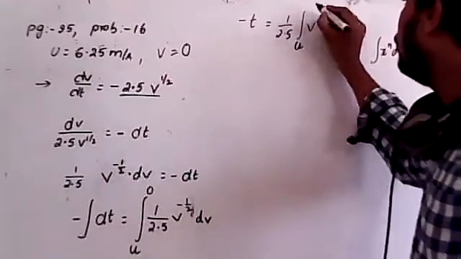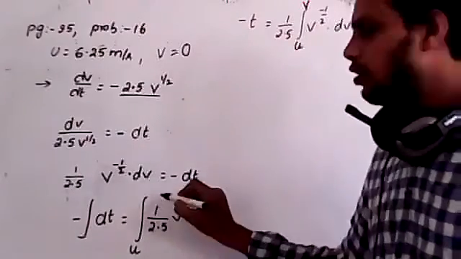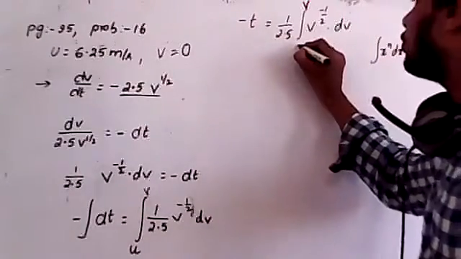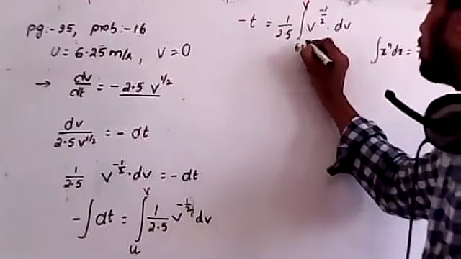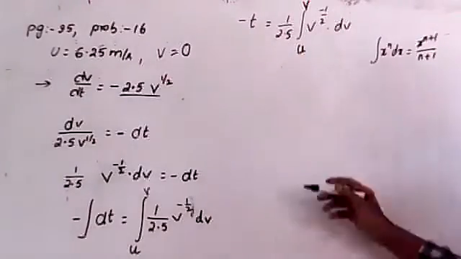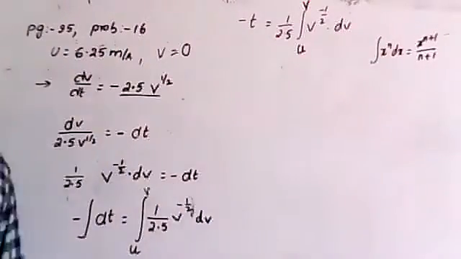Initial velocity to final velocity. The final velocity is anyway 0, right? Therefore, the initial velocity is 6.25. I will substitute later. You do it like this and tell me what is this value. Expand it in this form and tell me what is the integral of v power minus 1 by 2 dv.